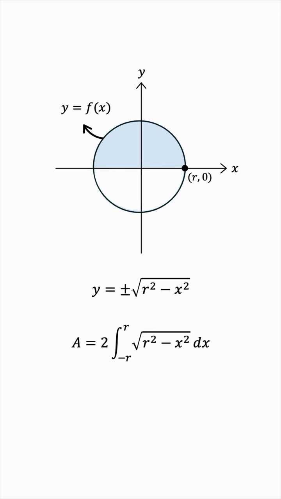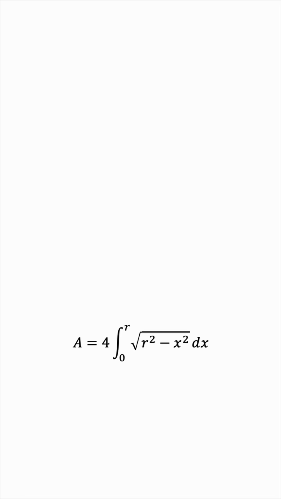Agreed? Even better, we can restrict our attention to 1/4 of the circle, so integrate from 0 to r, and then multiply the result by 4, giving us the area of the entire circle. Agreed? Ready? Let's solve this integral.